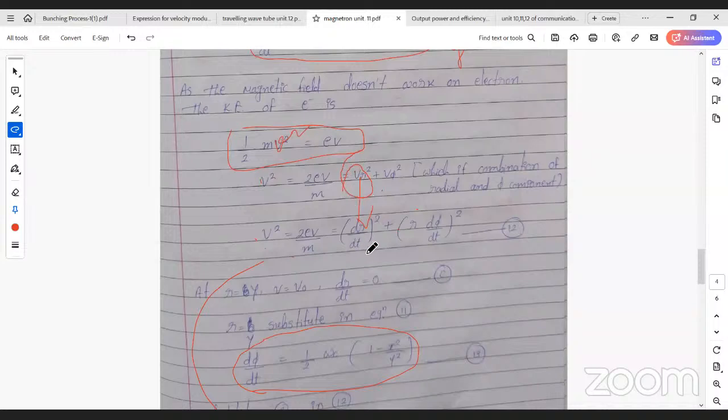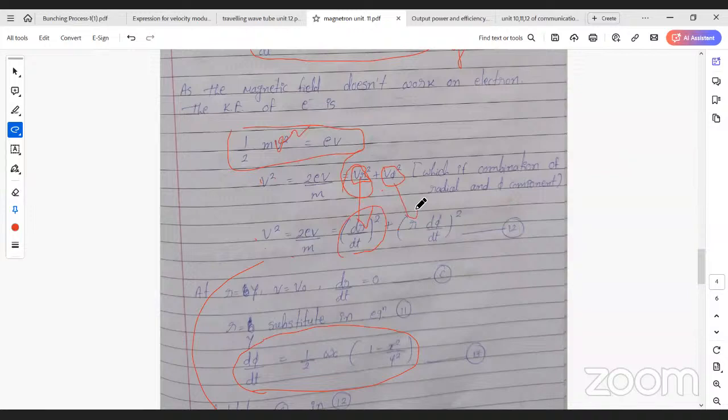In our textbook, this V r square plus V phi square is not mentioned. In the textbook, you just observe from 11.11 directly 11.12 is given. But how did we get this? In 11.12, we get dr by dt whole square from the velocity of the radial part. What is the velocity of the radial part? dr by dt. Next, the velocity of the phi component can also be written as r times d phi by dt.